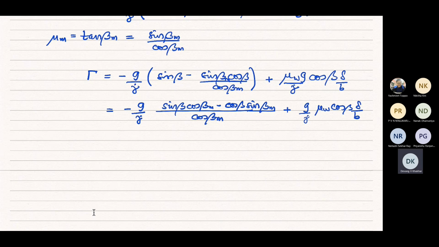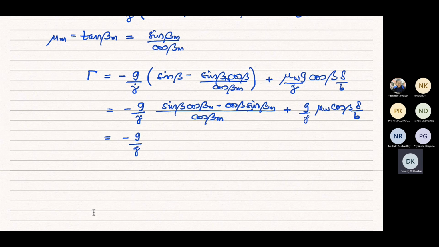Now, if you remember your trigonometry from your school days, then you know that this is sine A cos B minus cos A sine B. What is that equal to? Does anyone remember? I want someone to answer. Sin A minus B. Great. Just like to hear someone's voice once in a while. Thank you.